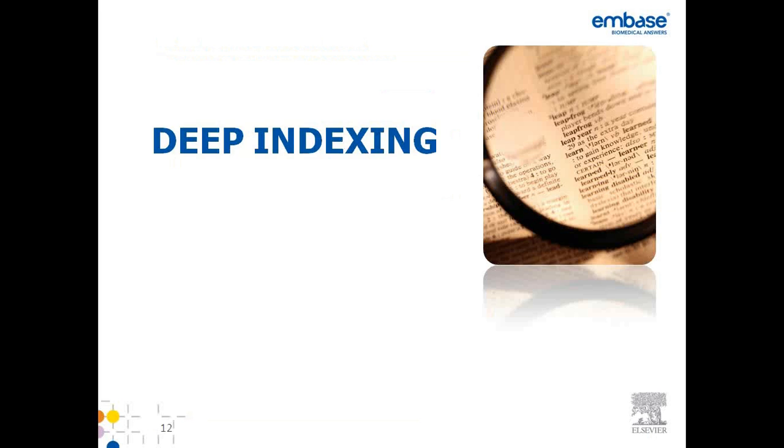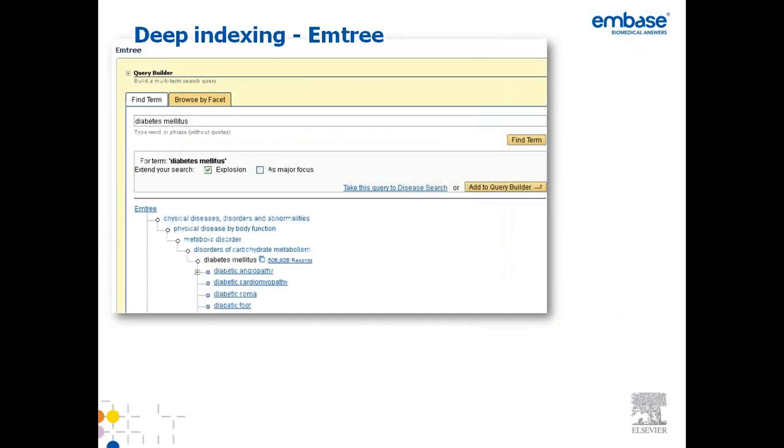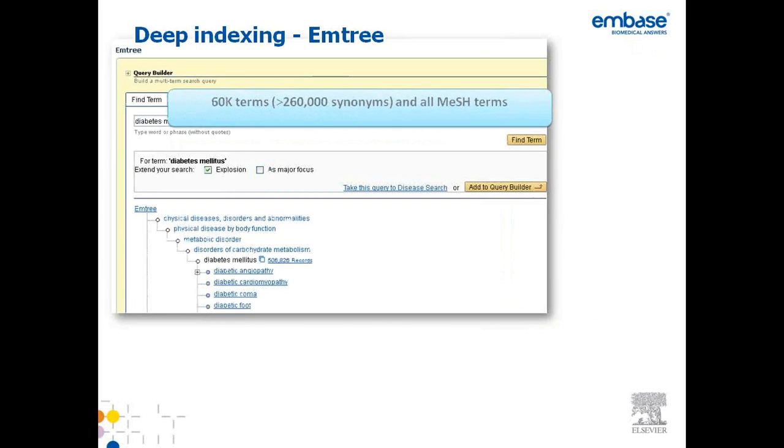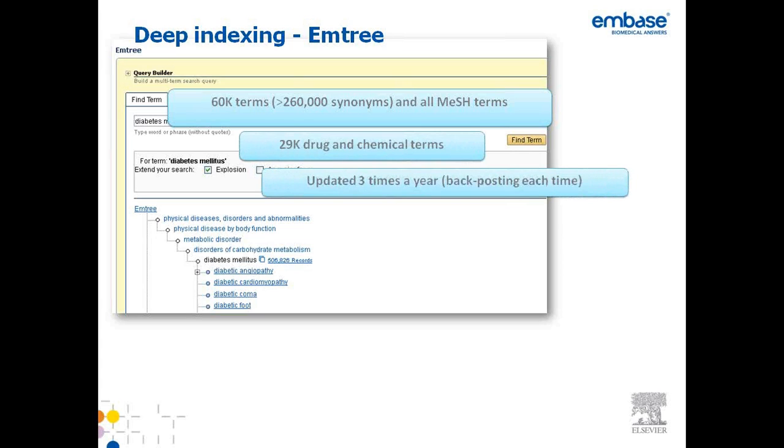So how about deep indexing? Let me tell you a little bit about the deep indexing in Embase. So this is Emtree, our thesaurus, with 60,000 terms. All MeSH terms are included in Emtree. 29,000 of those are drug and chemical terms. And importantly, Emtree is now updated 3 times a year, including backposting.